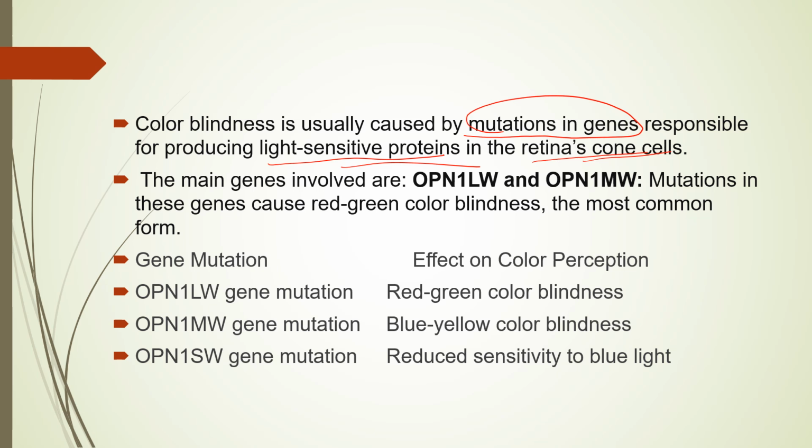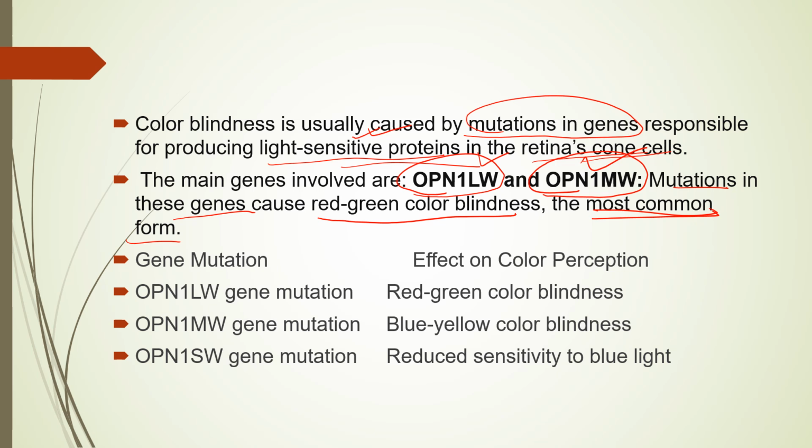So what are the names of those genes? They are OPN1LW and OPN1MW. These are the main genes which are affected. Mutations in these genes cause red green color blindness, the most common form of color blindness, right? They disrupt the formation of the light sensitive proteins in the retina's cone cells. Rods and cones are there in the retina, we all know that. We have studied the structure of the eye in detail.